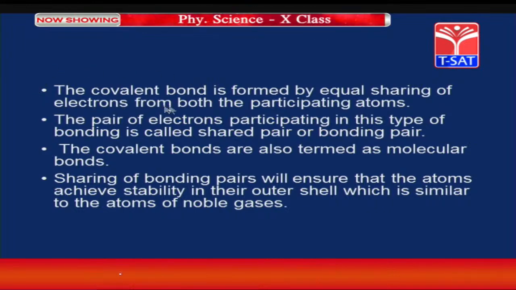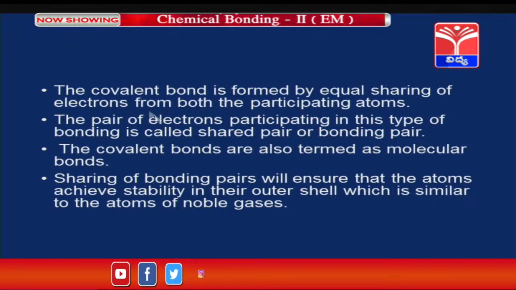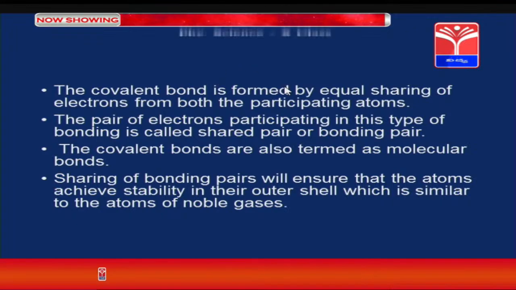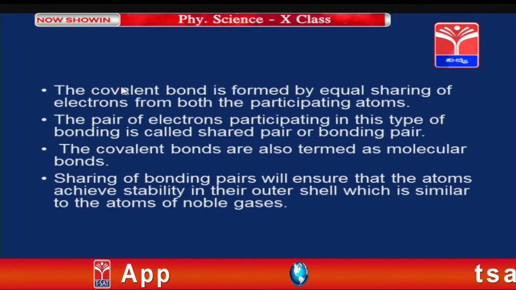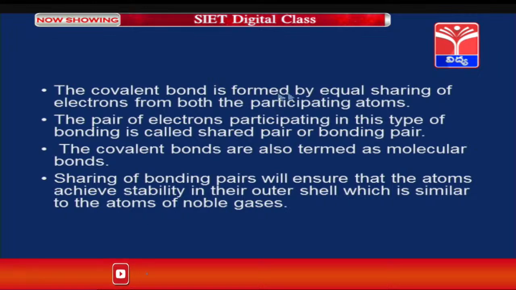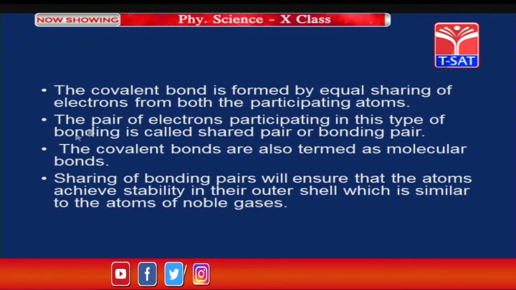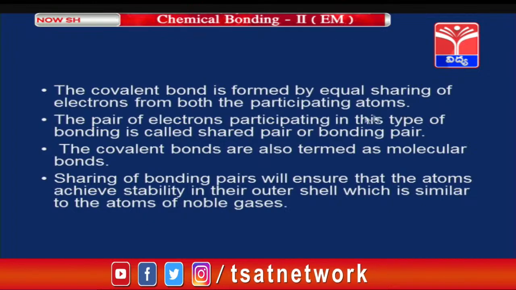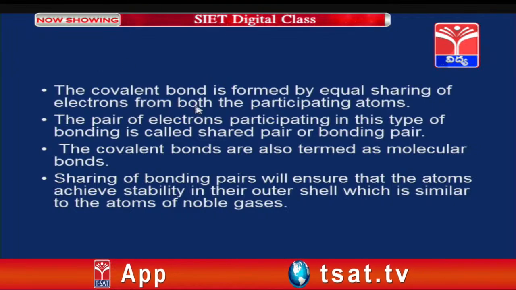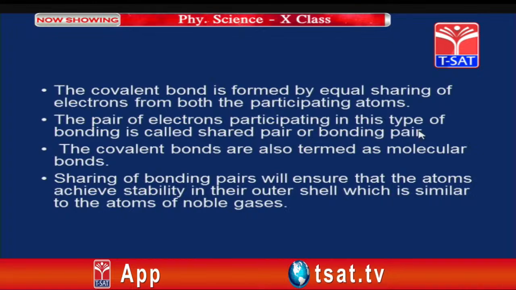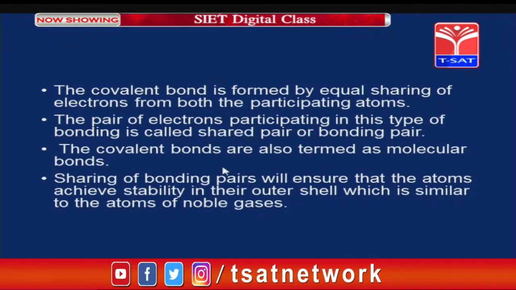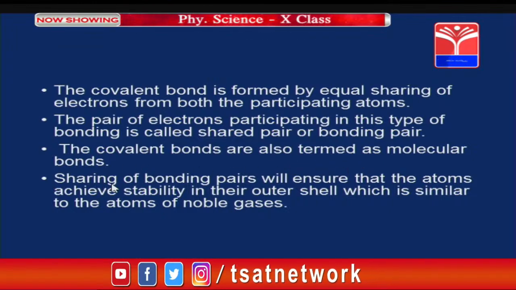So, coming to the next type of bond, children, the covalent bond. How is this covalent bond formed? As I told you, non-metals neither gain nor lose electrons, but when they are combining with the same entity, they mostly share electrons. So, children, when a bond is formed due to the sharing of electrons between the participating atoms, that type of bond is called a covalent bond. The pair of electrons participating in this type of bonding is called a shared pair or bonding pair, and covalent bonds are also termed molecular bonds.